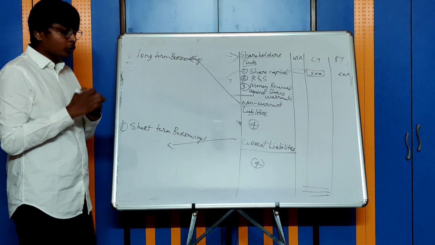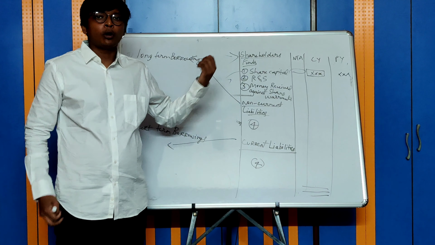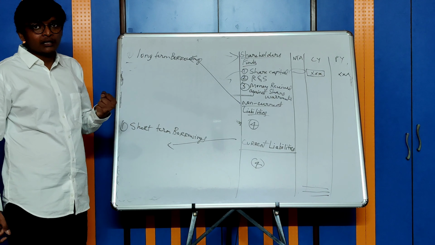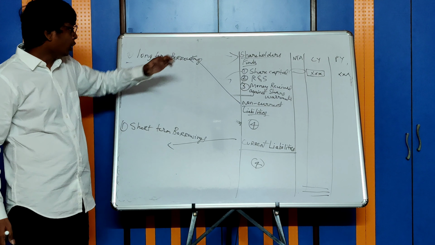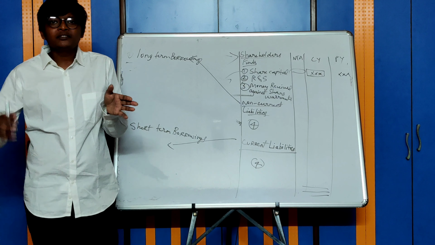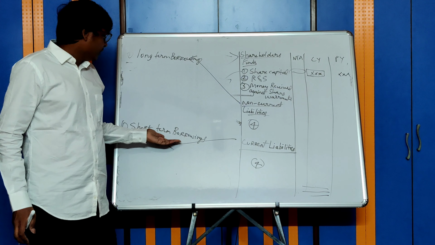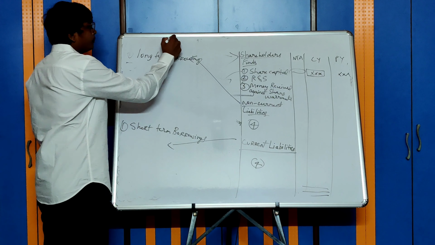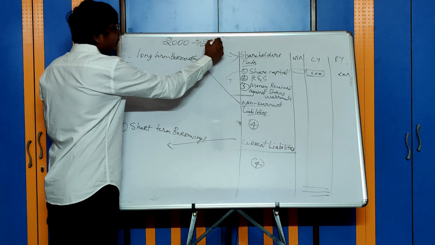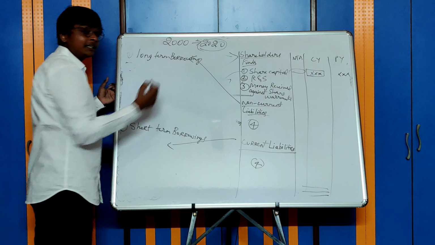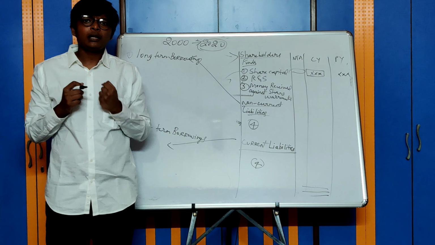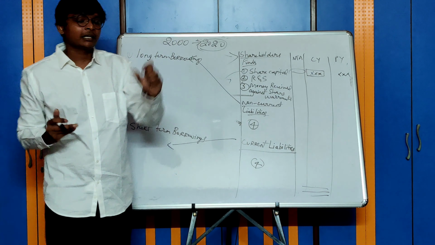What is long-term borrowings? Long-term borrowings are those borrowings which are made for more than 1 year period. Bank loan for 10 years, debentures, all these come under long-term borrowings. Short-term borrowings are borrowings which are less than 1 year. For example, if a company borrows in 2000 and is supposed to repay in 2020, then in the year 2020, such a long-term borrowing will become short-term borrowing because it is repayable in the current year.